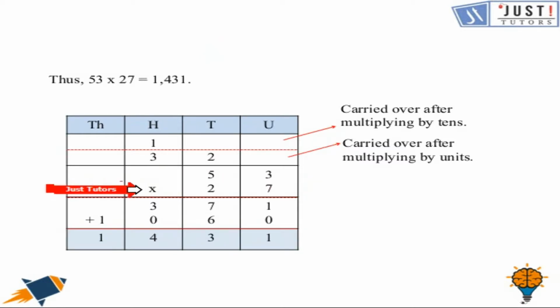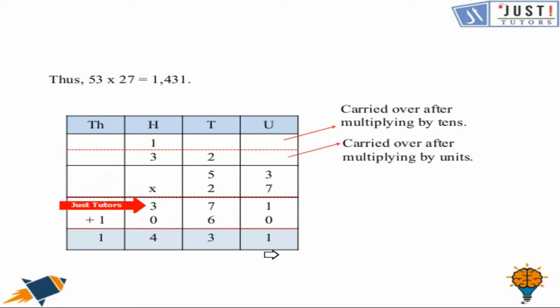53 times 27. What we have done here is we have started with the units, multiplying 7 times 3 first. That will give you 21. So 2 as a carryover has gone to the tens place and 1 is written here. 7 times 5 is 35. Add the 2, it will be 37. 3 again as the carryover has gone to the next column, the hundreds, and 7 will remain here. Now, as there is no further digit in the hundreds column, 3 will come down and you'll be writing 3 here.